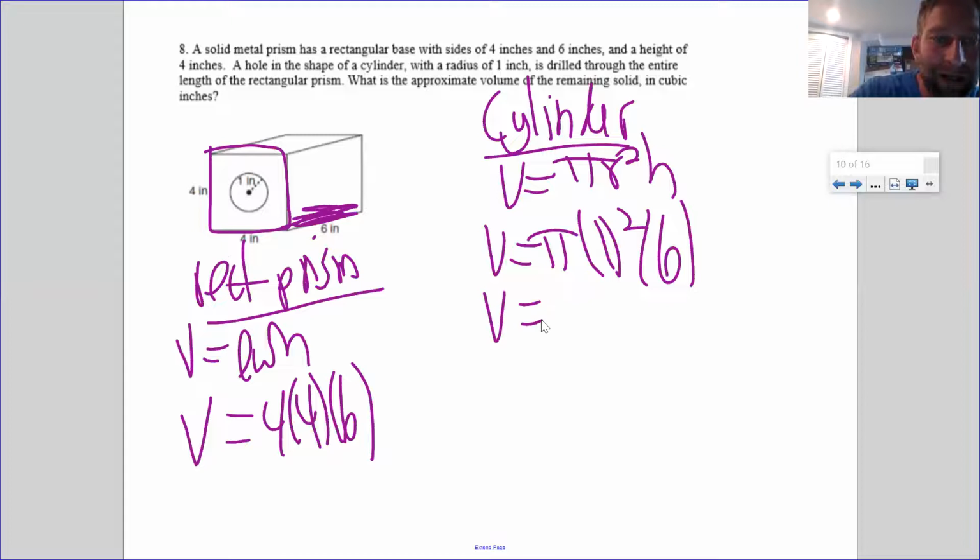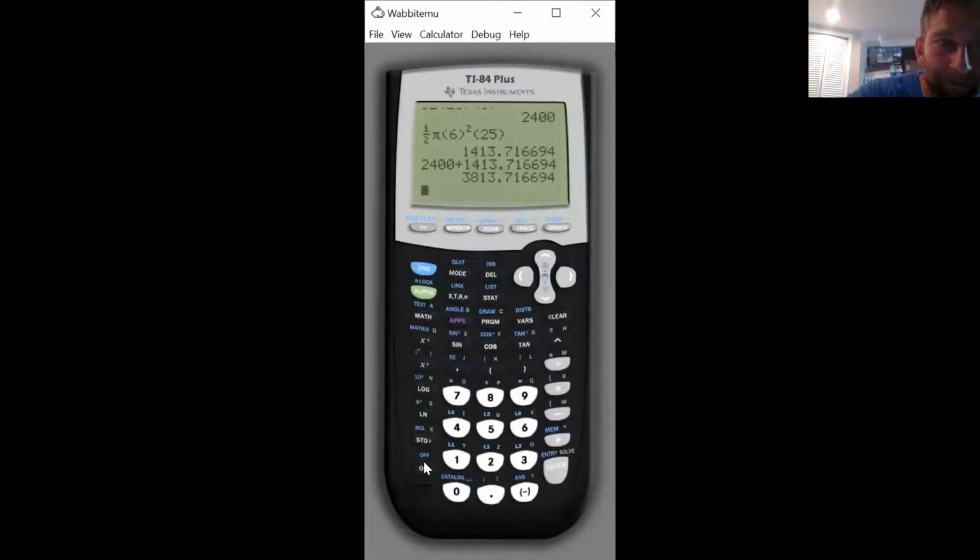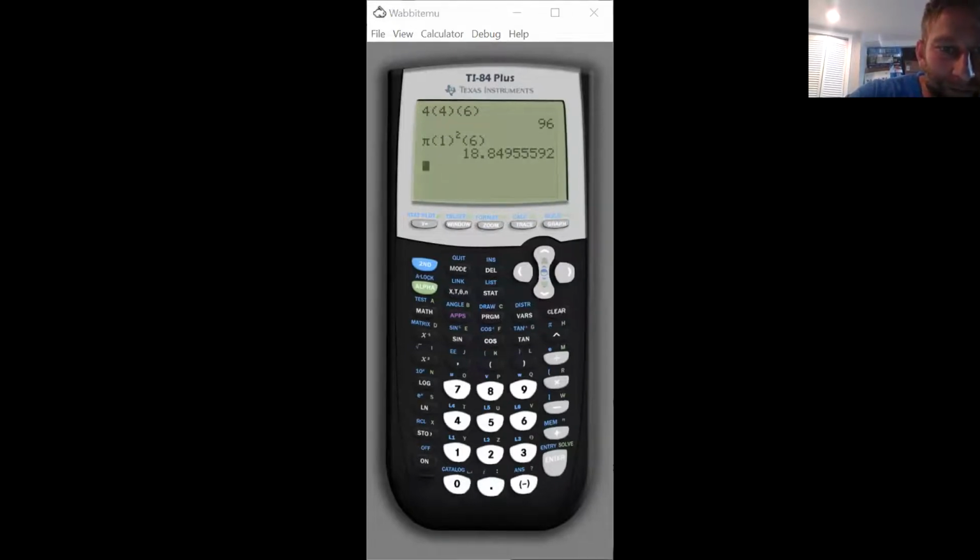So I can use my calculator at this point. 4 times 4 times 6. Pi times 1 squared times 6. So 96 and 18.85. I'll just write 18 dot dot dot.